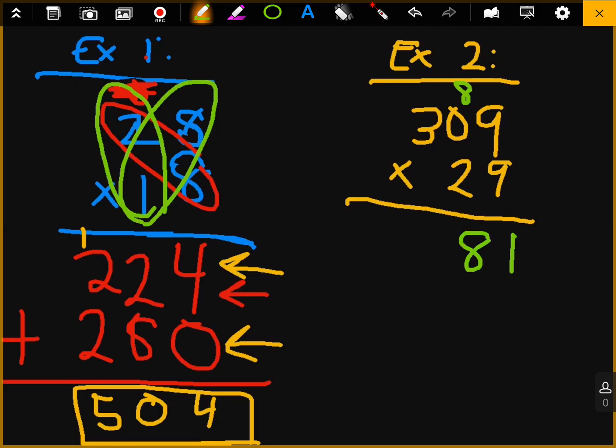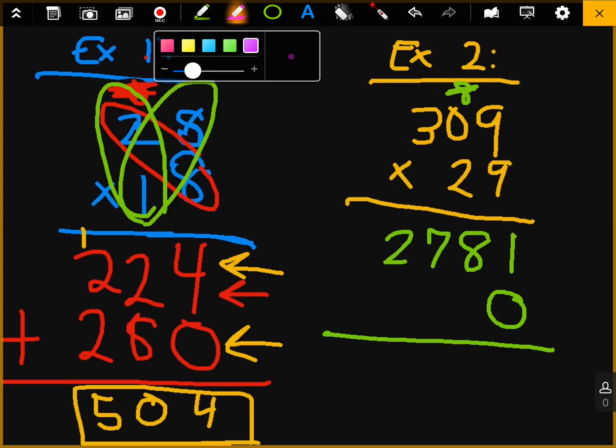And 9 times 3 is 27. So we don't need to carry anything over because there's nothing left. Nothing over here to carry over, right? So we write 27 down here. Now, cross out the 8. Add a 0 underneath. And let's get to it.